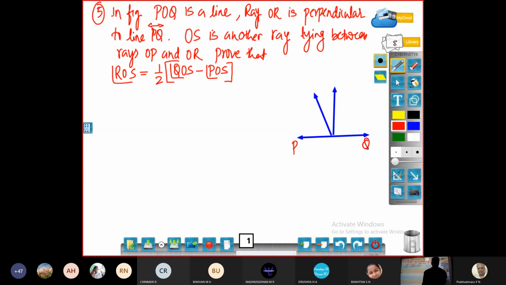PQ is a line. So OR is a ray perpendicular, and OS is also a ray in between this OP and OR. This angle is 90 degrees. So this angle is measuring 90 degrees. Now use this to show that angle ROS is equal to half of QOS minus POS. So let us go to the proof now.